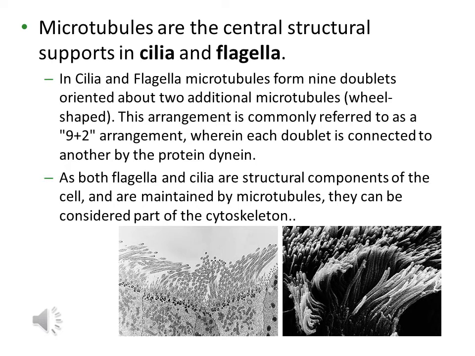So flagella and cilia are also a part of the cytoskeleton. They are composed of microtubules. They are arranged in the 9+2 arrangement. I will show the 9+2 arrangement in the next slide.